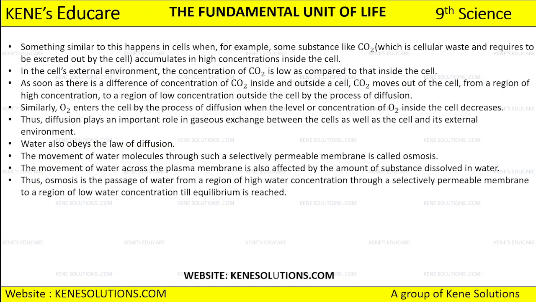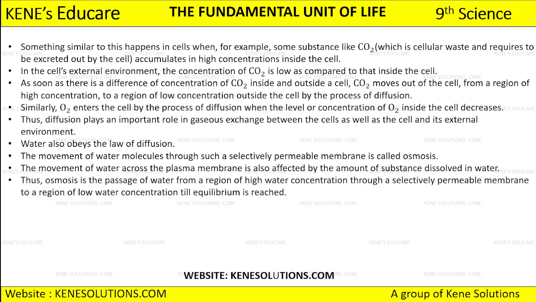Okay, so something similar happens in the cell as well. जैसे we have some substances like carbon dioxide. Now we are all aware कि carbon dioxide जो है that is the cellular waste that we are having, and if it is a cellular waste it needs to be excreted out by the cell, right? So this CO2 carbon dioxide is going to get accumulated in high concentration inside the cell. तो हमारे सेल के अंदर हाई कॉन्सेंट्रेशन में कार्बन डाइऑक्साइड जाके एक्यूमुलेट करेगा.